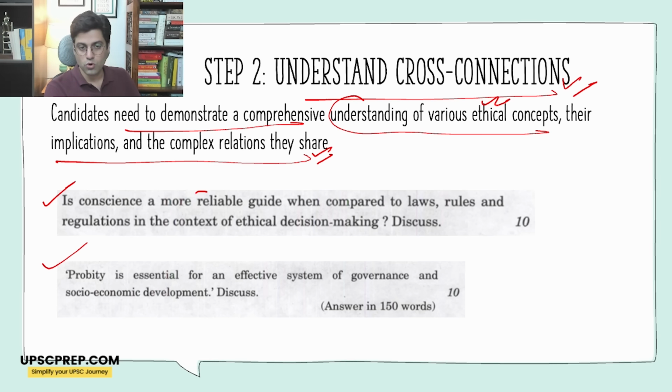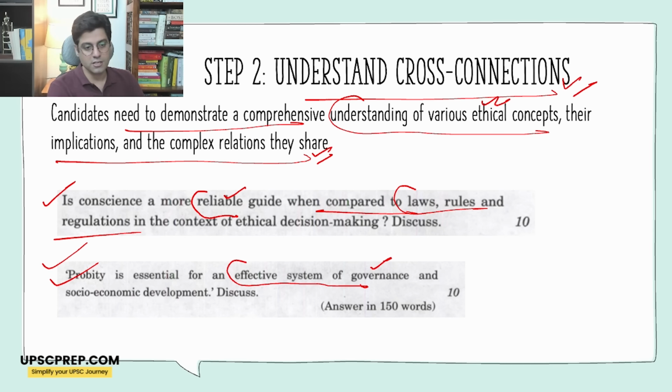Is conscience a more reliable guide when compared to laws, rules and regulations? Conscience on the one hand and laws, rules, regulations on the other. Probity is essential for an effective system of governance and socio-economic development. Probity on one hand and governance on the other. This is why, when we revise, when we understand, when we practice PYQs, we should also start understanding the cross connections and accordingly develop our understanding.